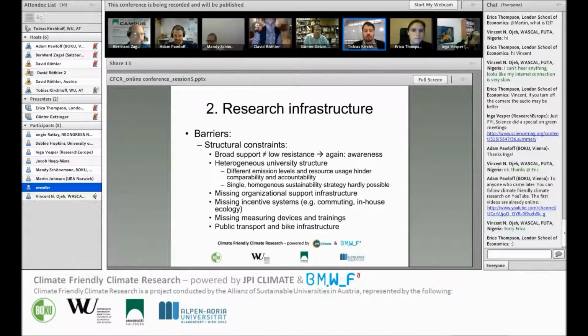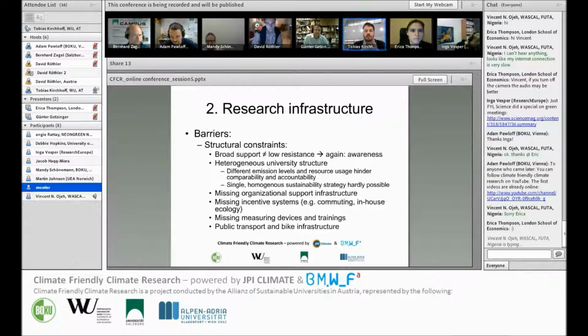A big structural constraint I've already drawn your attention to is the missing organizational support infrastructure in terms of the research infrastructure. There are hardly any sustainability officers that concern themselves or have the capacity to implement audit schemes such as EMAS. It is also due to the missing incentive systems at universities that these audit schemes and more climate-friendly research structures have not been implemented.